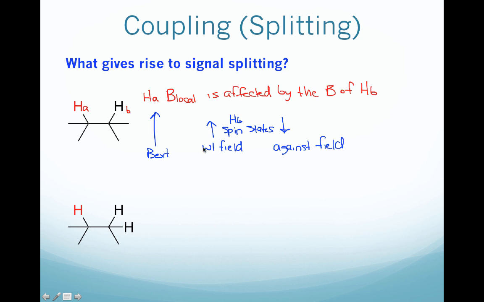So effectively, if HB is in the with field spin state, then it's sort of additive to B external. If it's in the against field spin state, then it's subtractive from B external. And this subtle difference gives us one line that is a little bit more upfield, one line that is a little bit more downfield, and this gives us our doublet.